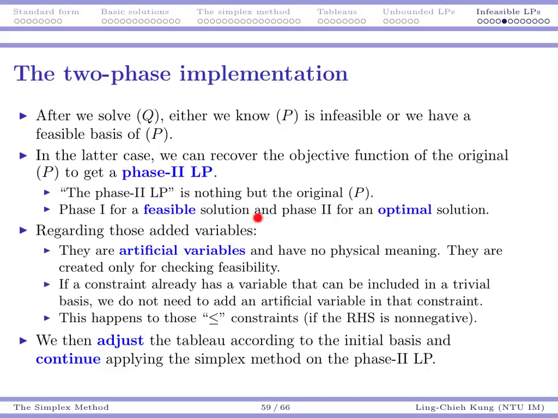Regarding those added variables, we call them artificial variables because we artificially make an identity matrix. And also, even though on the previous page we said we want to add y1, y2 up to ym for each row, actually for less than or equal to constraints, you don't need to do that because there is already one slack variable there. So keep that in mind. You may want to leave those less than or equal to constraints with no artificial variables to save you some time.